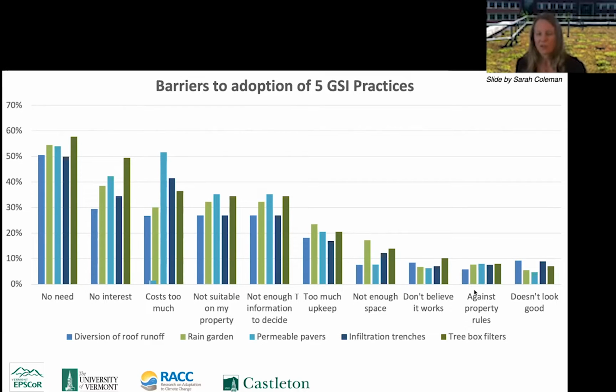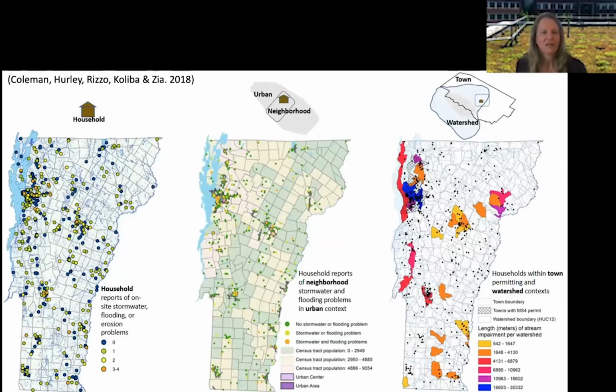So perhaps in a condo association or someplace where you aren't able to put this kind of thing in, and doesn't look good. And I think it's important to note that doesn't look good was pretty much down low for most of these proposed best management practices. So aesthetics is maybe not a big barrier we need to focus on with residential clients.